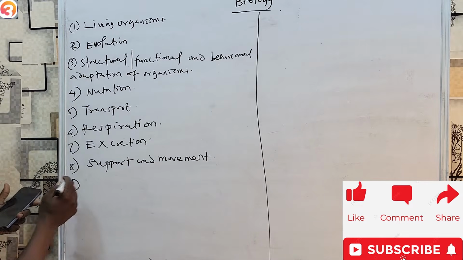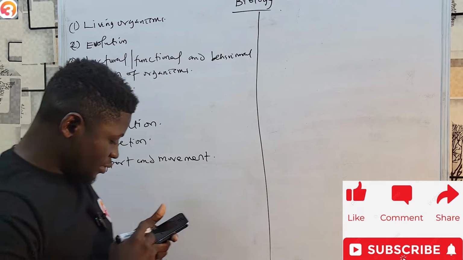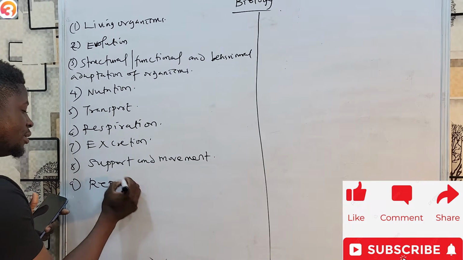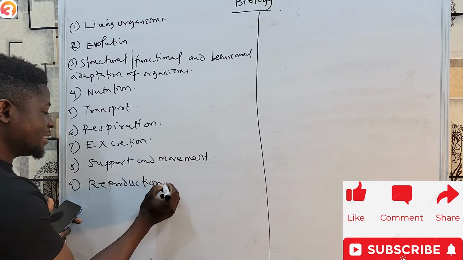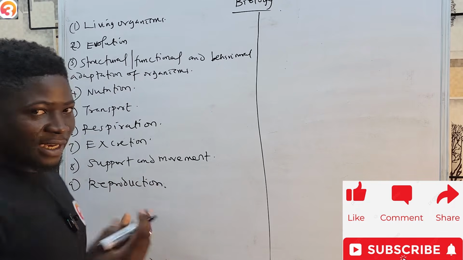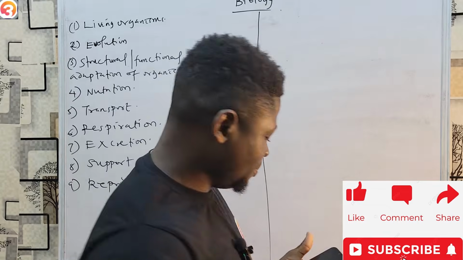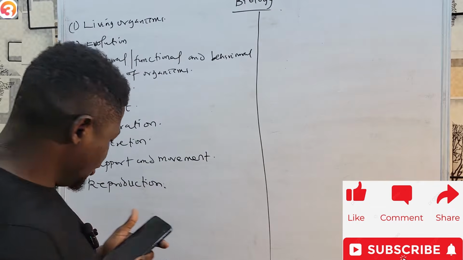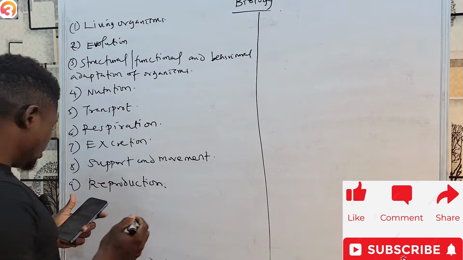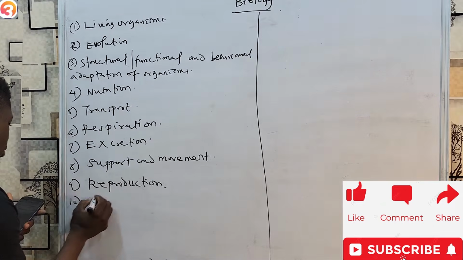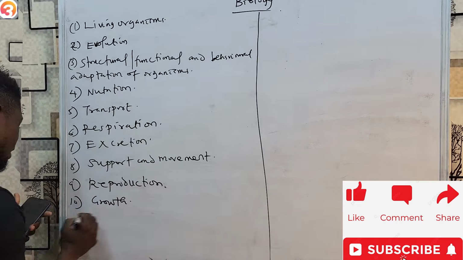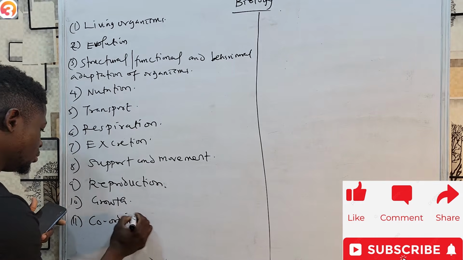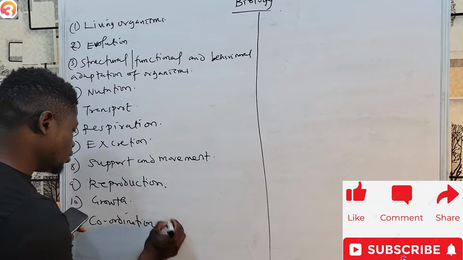Then number 9, we're going to look at reproduction. This is a very interesting topic, and of course one of the topics that students enjoy most in class, right? Reproduction is very interactive. We'll look at asexual and sexual reproduction. They look at reproduction in mammals. So, of course, the 10th topic is growth. Then the 11th topic is coordination and control.